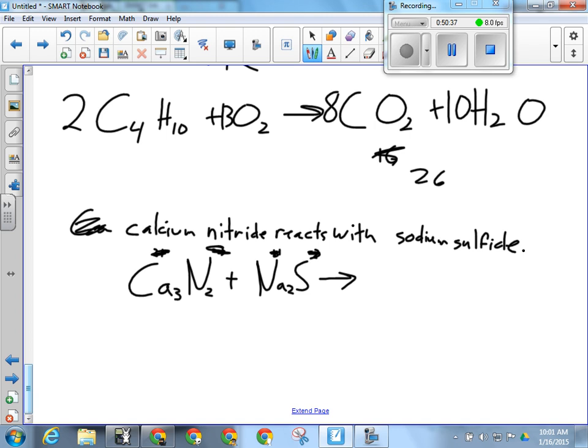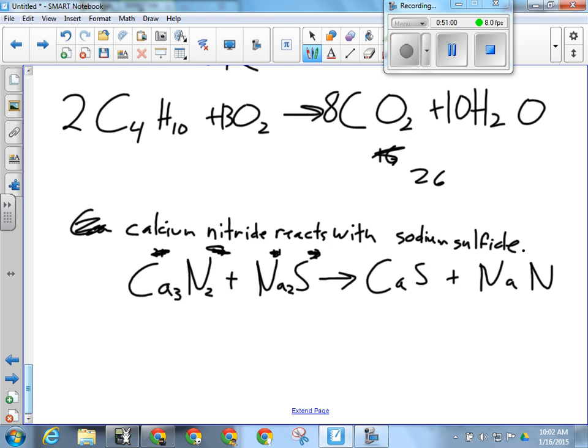I've written out my reactants. Now I need to figure out what kind of reaction it is. What's the only reaction type that starts out with two ionic compounds? Double replacement. So I've got a double replacement reaction here. In a double replacement reaction, what do I do with the metals? Swap them. So calcium's new partner is going to be sulfur. Sodium's new partner is going to be nitrogen.